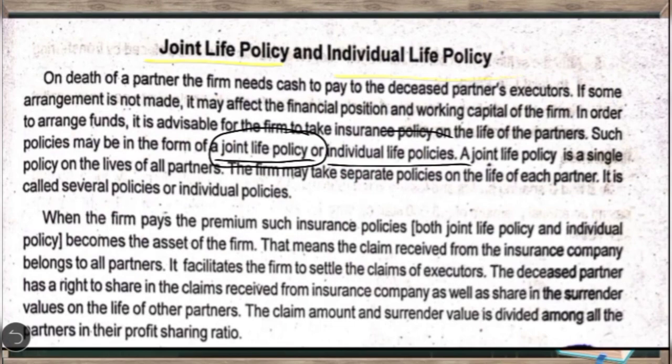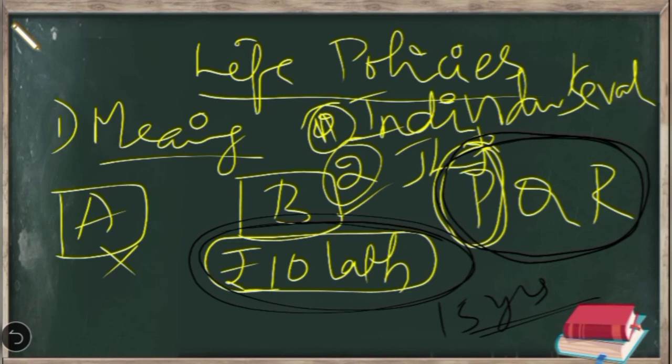Then what are individual life policies? Individual life policies are those policies which are taken up separately on the life of each individual. Okay, here in this case we have three partners, P, Q and R. So they don't take up a single policy, but they will take up a life insurance policy on the life of each individual partner separately. In the name of P, they will take up the first policy. In the name of Q, they will take up the second policy. In the name of R, they will take up the third policy.